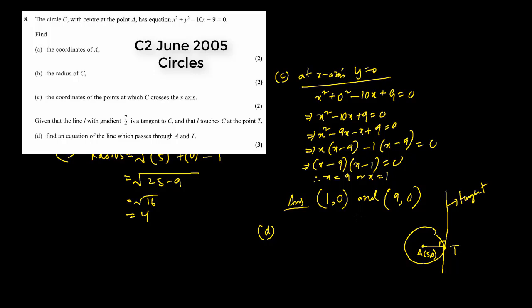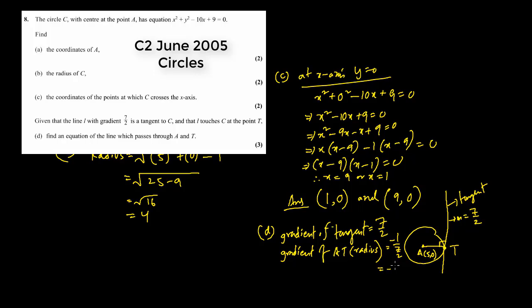That's the basic geometry. So the first thing that you have to do in order to find the gradient of the line that passes through AT, you have to remember that the gradient of the tangent is given and the gradient is 7 by 2. The line L with gradient 7 by 2 is a tangent to the circle. So this tangent has a gradient 7 by 2. So we can write gradient of tangent is 7 by 2. Then you can write gradient of AT, which is the radius. This is perpendicular, so negative reciprocal, so minus 1 by 7 by 2, which becomes minus 2 by 7.